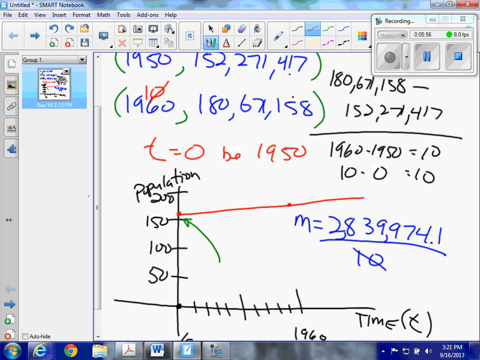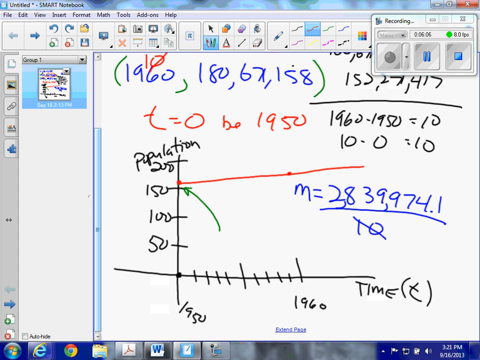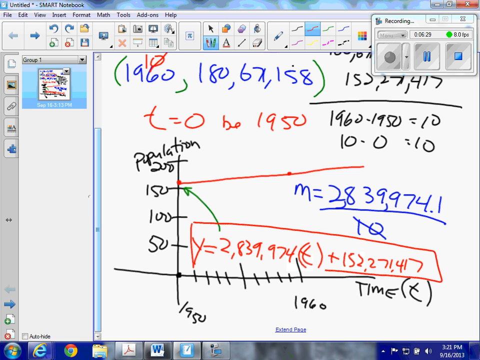Now I know what my slope is, I know what my y-intercept is, because it's at the 0 point, this is my y-intercept. So my formula is y equals 2,839,974t plus 152,271,417. And that should be the answer to this part of the problem.